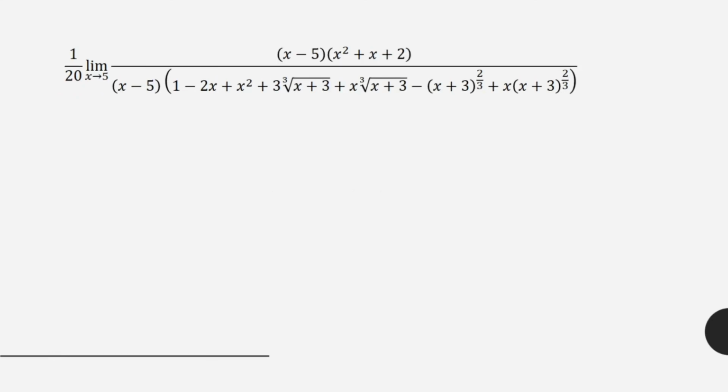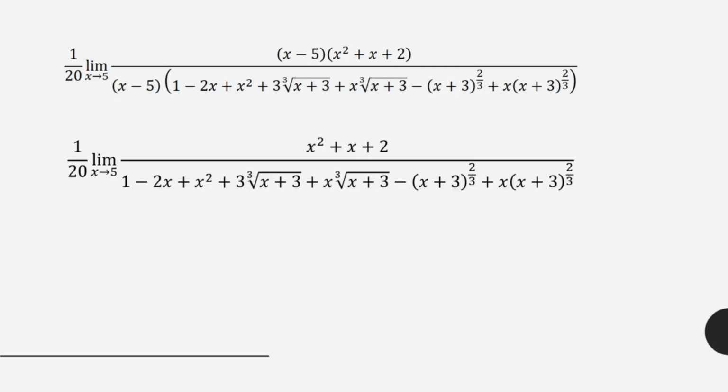Now the numerator and the denominator have the same term of x minus 5, so we're going to cancel that out, and we're going to be left with a nice limit to solve. I can finally plug in x equals 5 and get negative 2/3, and I'm going to multiply that by 1 over 20. And my final answer is going to be negative 1 over 30.